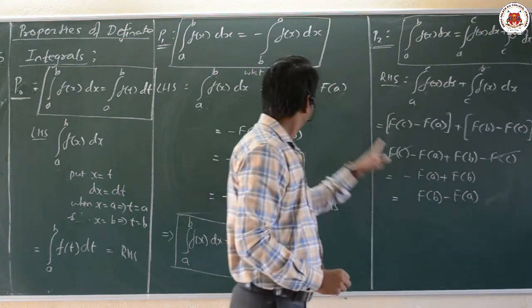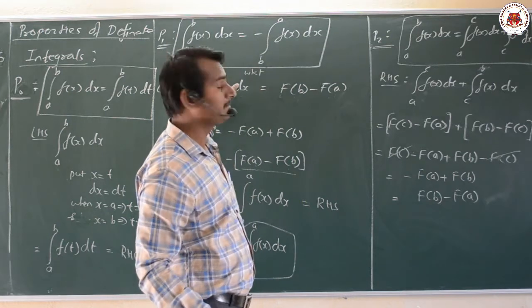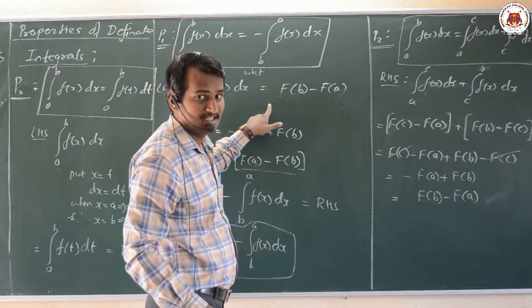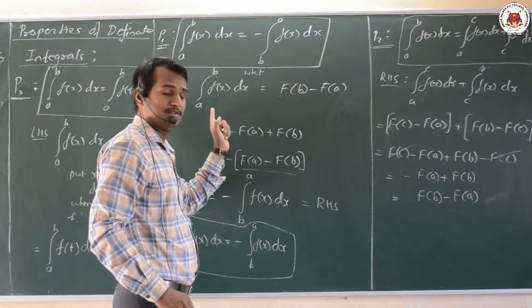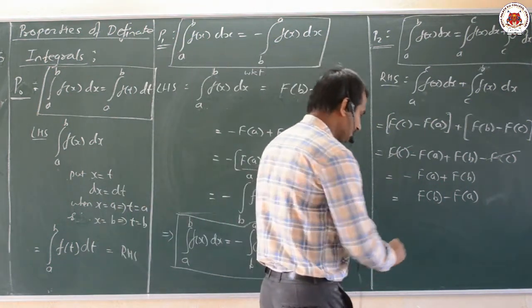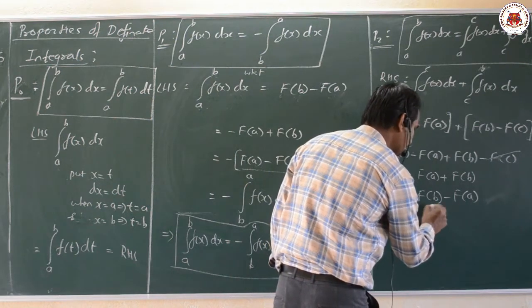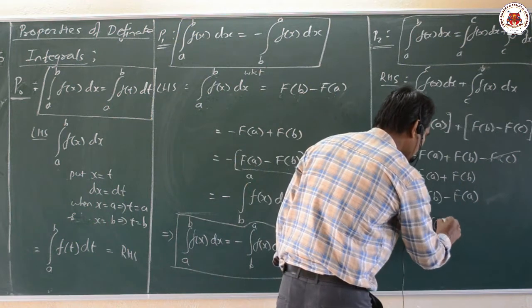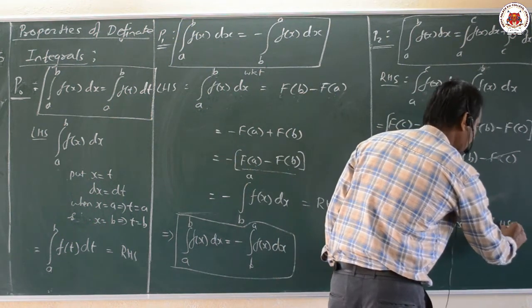Now f(b) minus f(a) I can write as the integral from a to b of f(x) dx. This is nothing but our second fundamental theorem of definite integrals. So I can write it as the integral from a to b, with upper limit b here, of f(x) dx, which is nothing but our LHS part.